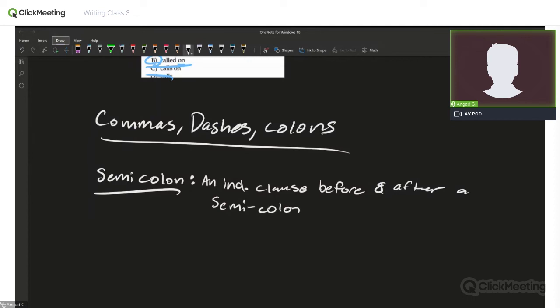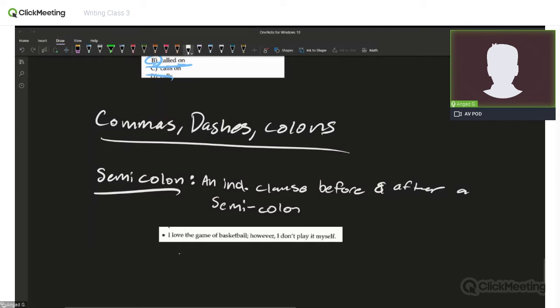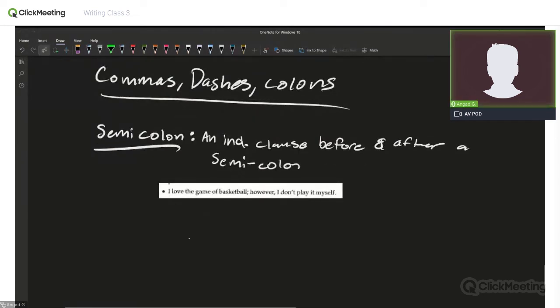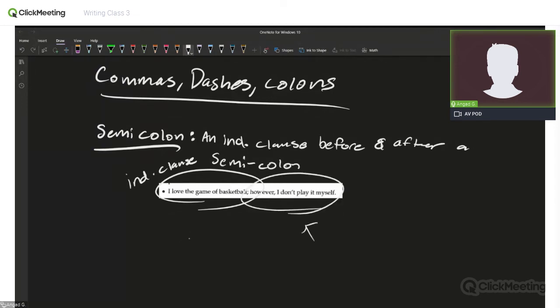All right, so let's say we have: I love the game of basketball; however, I don't play it myself. It's perfectly fine right there. I love the game of basketball, that's an independent clause, a clause that can stand on its own. And however, I don't play it myself, again, another independent clause. And it's conjoining that sentence, so it works perfectly. It's better than a period.